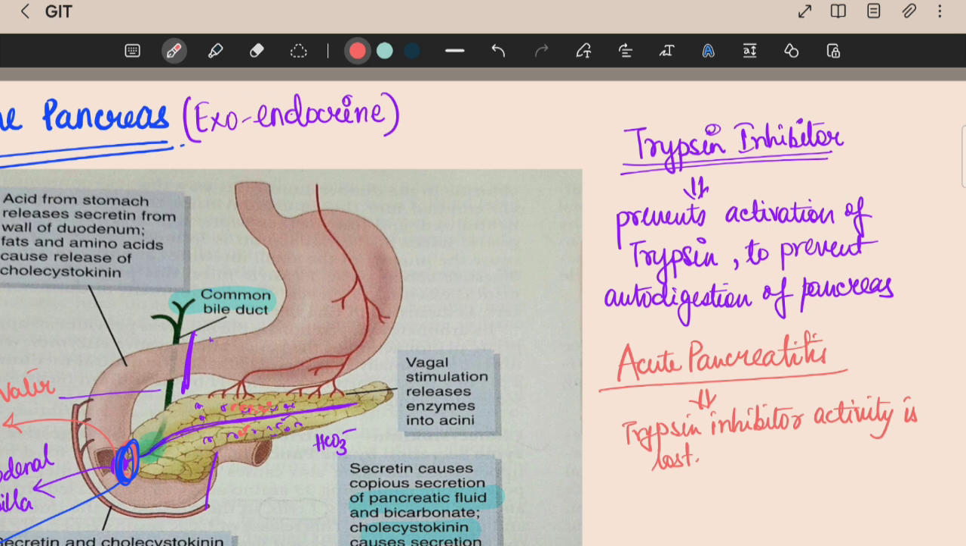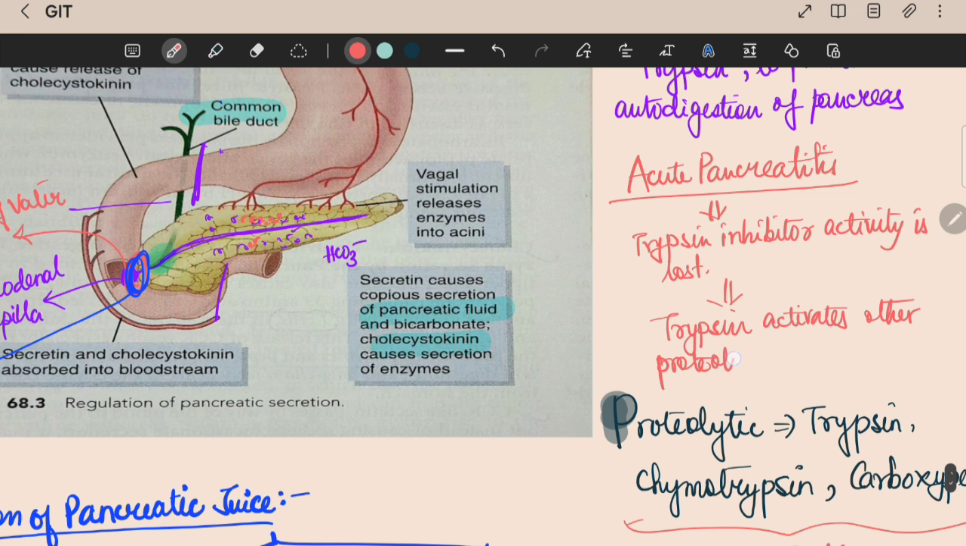So inflammation will happen. Trypsin will be there, and trypsin activates other proteolytic enzymes. So it will activate the other proteolytic enzymes, and there will be damage. Itis means inflammation, so there will be damage to the pancreas. So this can happen in acute pancreatitis. This is a medical emergency, and at times it is very lethal also.